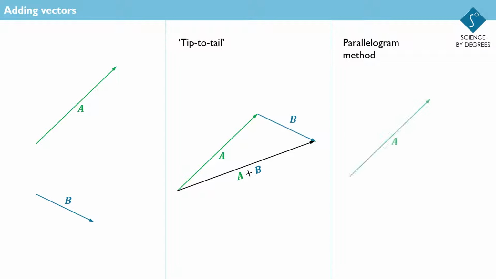In the parallelogram method, we begin with the two initial vectors A and B starting from the same point. We then create a parallelogram using the two vectors as two sides. The sum of the vectors is then the diagonal of the parallelogram.